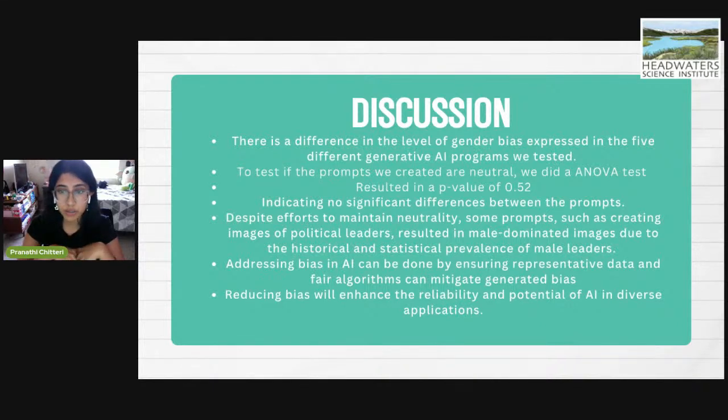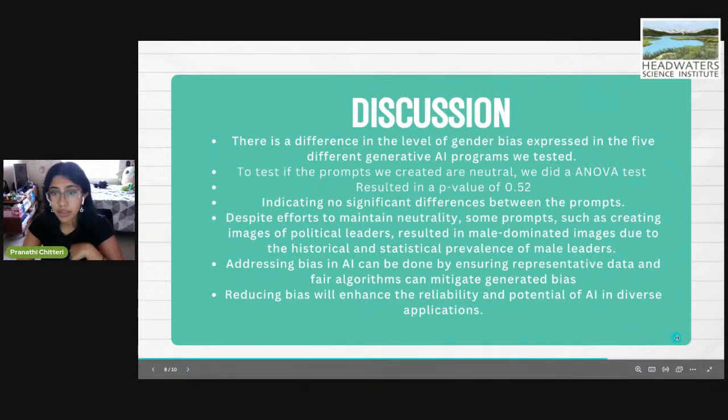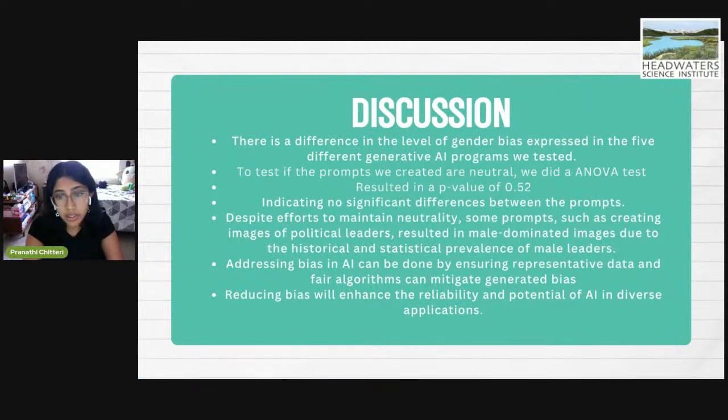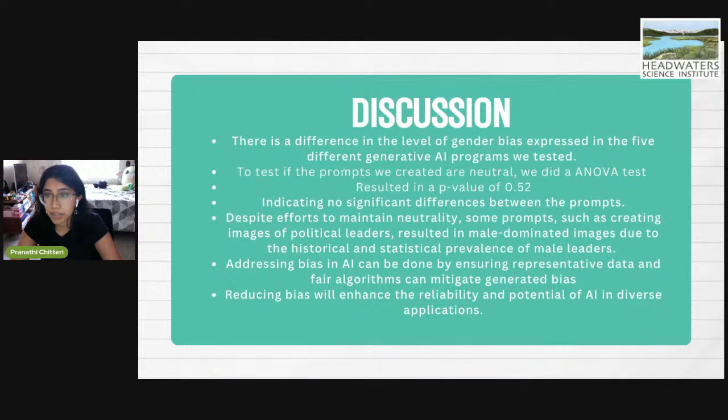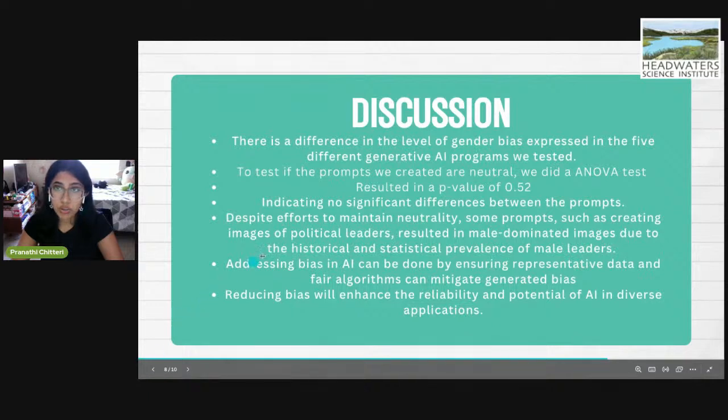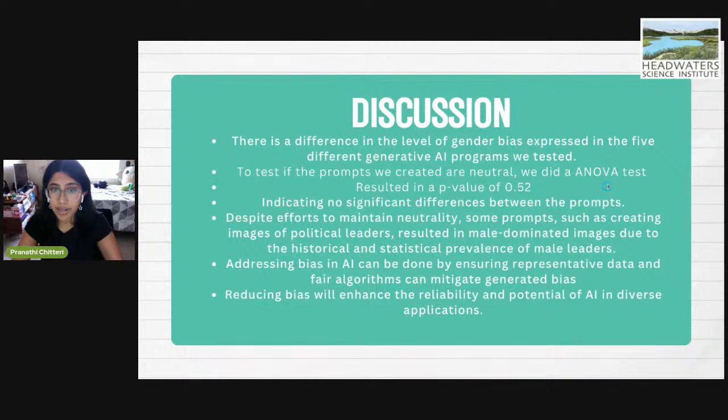But despite our efforts to maintain neutrality in our prompts, some prompts, such as creating images of political leaders, resulted in male-dominated images due to the historical and statistical prevalence of male leaders. This is something that we haven't accounted for in our research, but we have addressed it in our discussion. And I think addressing bias in AI can be done by ensuring that representative data and fair algorithms are integrated into generative AI. Reducing bias will enhance the reliability and potential of AI in diverse applications, because AI is becoming a very popular thing and it's being used in multiple different fields like healthcare and finance and things like that. And yeah.